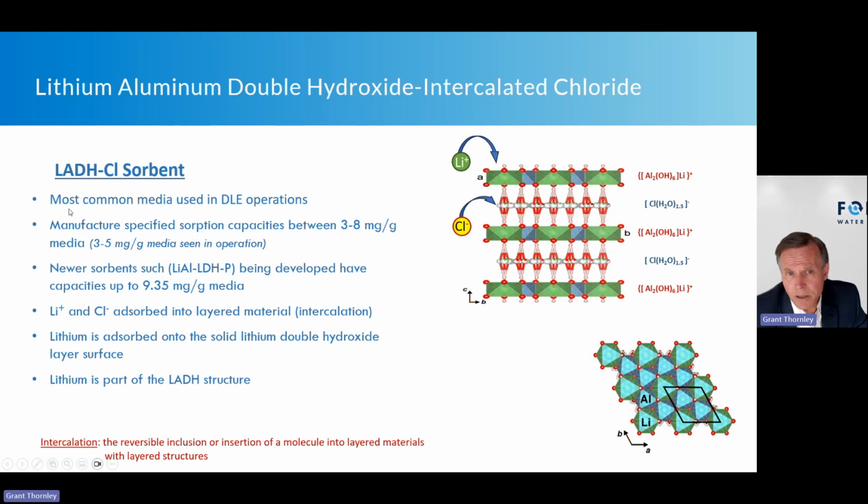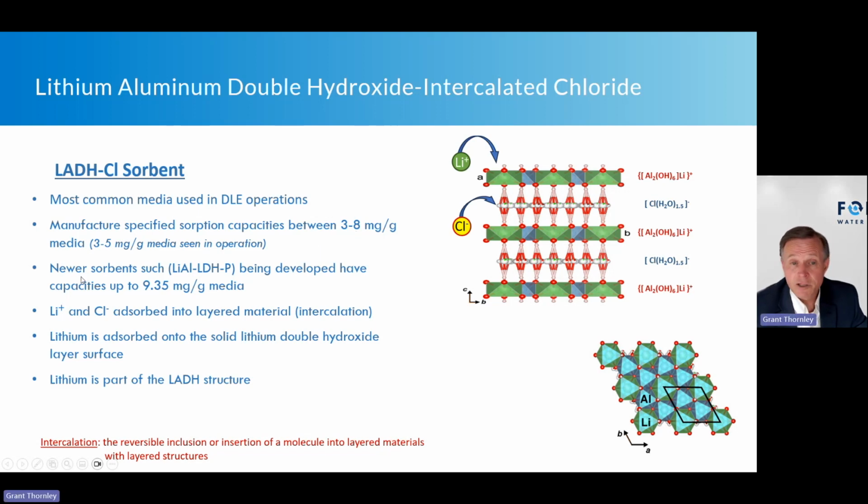So the LADH is typically most used in media operations. I'm going to say around 80% within the market. That's what I see. When you're selecting a DLE media provider, particularly for aluminum-based sorbents, the capacity is about 3 to 8 milligrams per gram of media. Typically, what I see is 3 to 5 milligrams per gram. I've yet to see 8 milligrams yet, but I'm hoping.